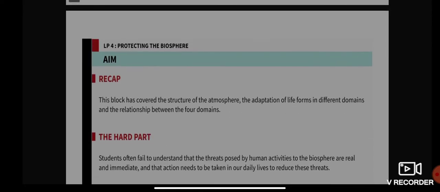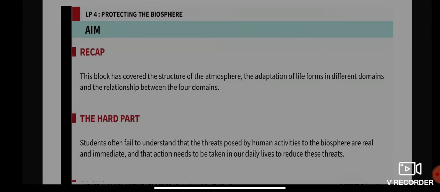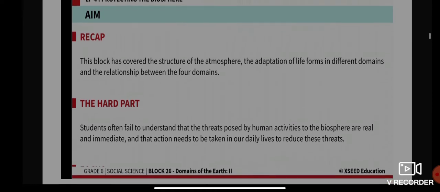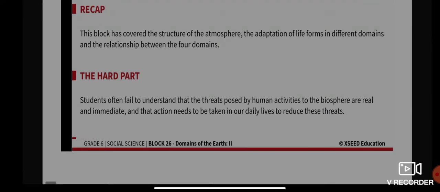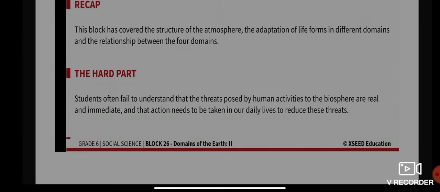In block 26 we have already covered the structure of the atmosphere, the adaptation of life forms in different domains, and the relationship between the four domains. The structure of the atmosphere has layers: the troposphere, stratosphere, mesosphere, and thermosphere. And also the adaptation of life formed in different domains, in the hydrosphere, atmosphere, and even the lithosphere. All those things we have understood.